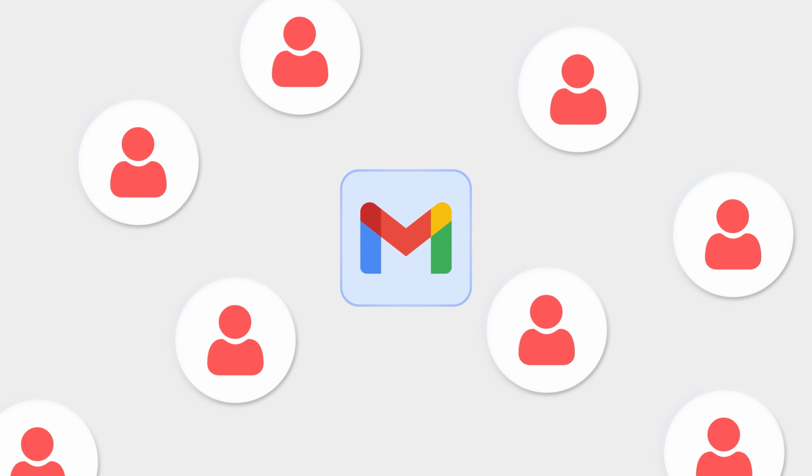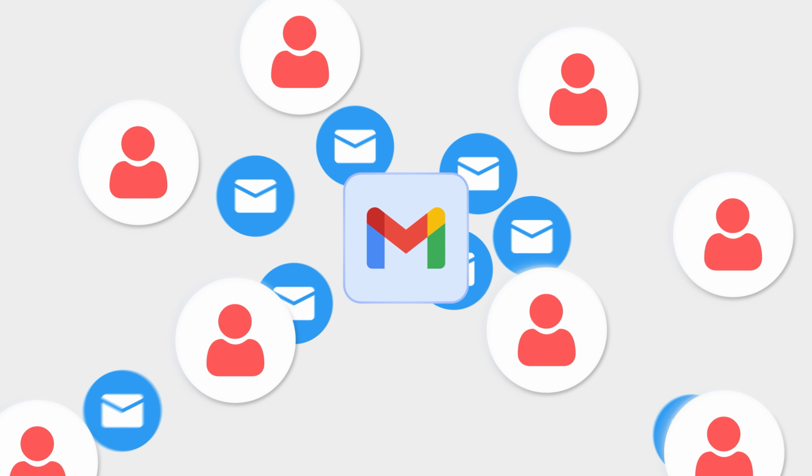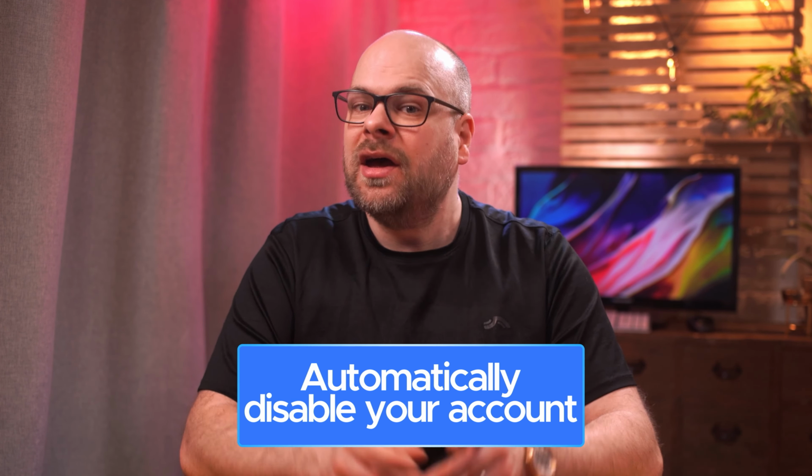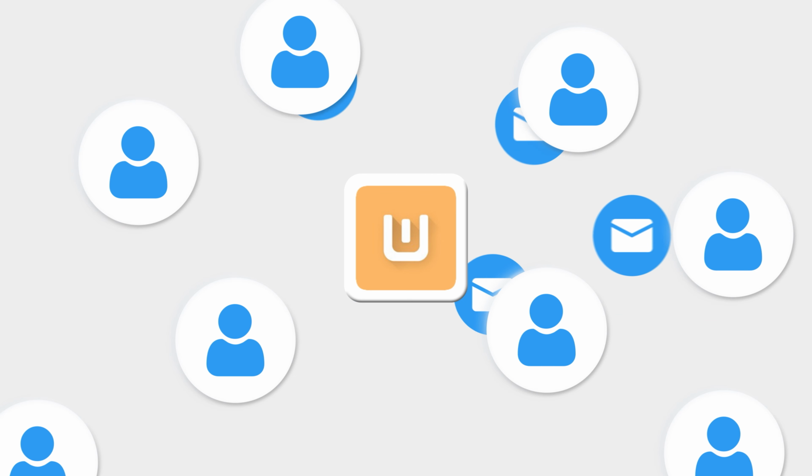If, out of nowhere, your email account suddenly begins sending out 50 emails per day, Google will suspect suspicious activity and automatically disable your account. We want to avoid that. That's why Lemwarm uses a massive network of real, active users. In short, you'll be emailing other Lemlist users, and they will be emailing you. This creates a web of meaningful interactions that look organic to Google's algorithms.